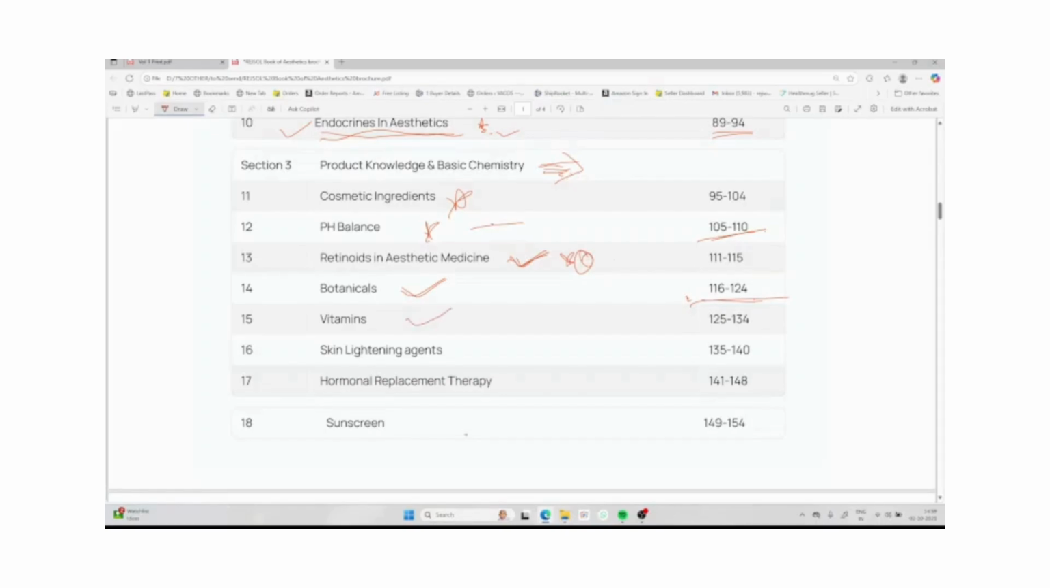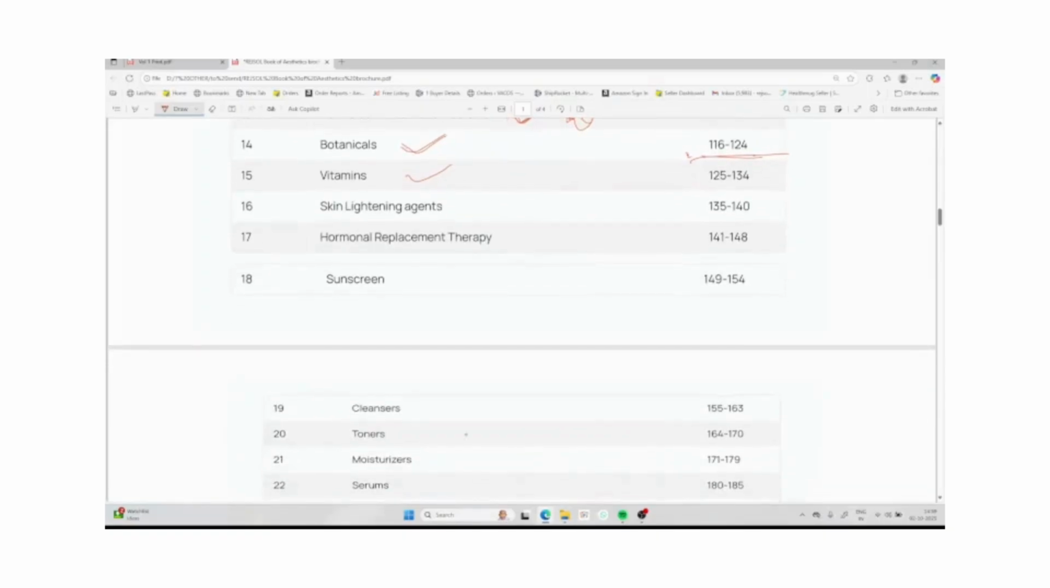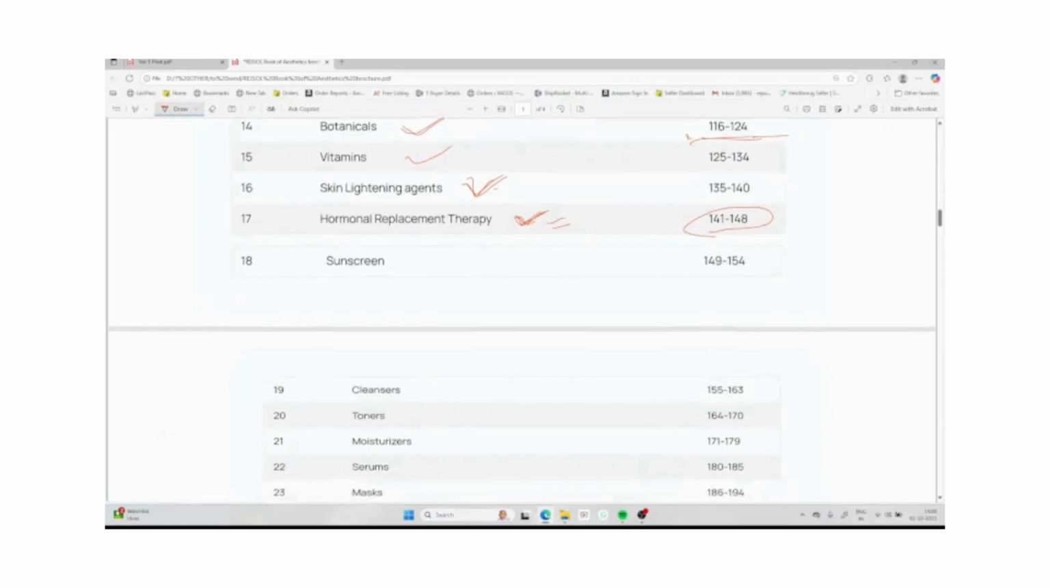Then the vitamins that are used in the therapy or in the cosmetics, the skin lightening agents like glutathione, and the kojic acid, and different other resveratrol you have, that are discussed in this chapter number 16. And now the next chapter is 17, the hormone replacement therapy. So what are the different hormones that cause issues, so that are discussed.